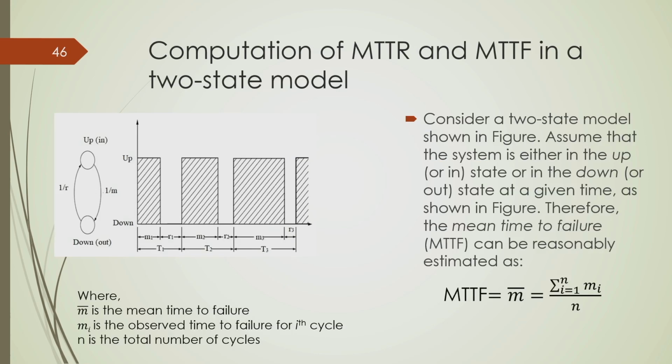Now, we have an example of a two state model. A two state model means we have one particular equipment which will be either in the up state or the down state.